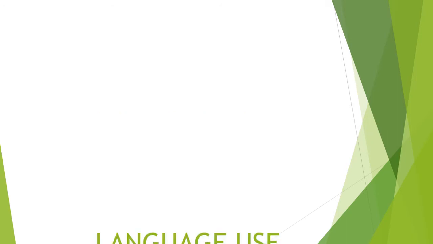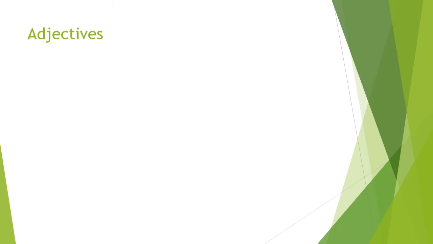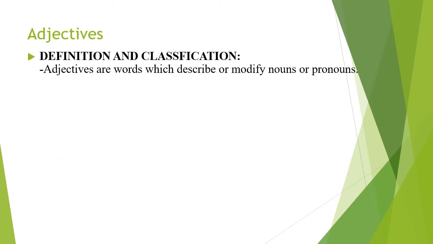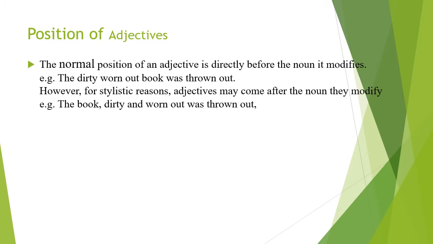So I want us to look at language use, and we are going to look at adjectives today. Adjectives are simply words which describe or modify nouns or pronouns, and we have 6 types. That is demonstrative, distributive, quantitative, interrogative, possessive, and qualitative. Each has an example, as we can see, they are very basic. So I want us to go straight to the position of adjectives.